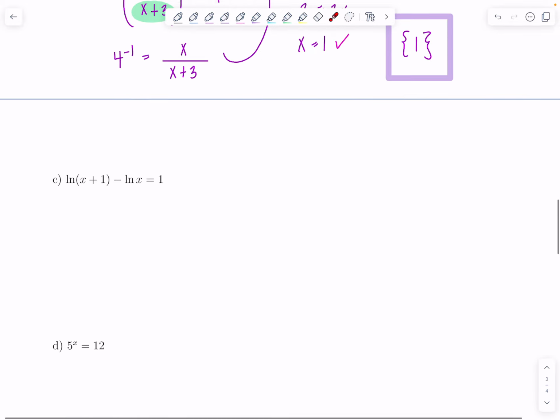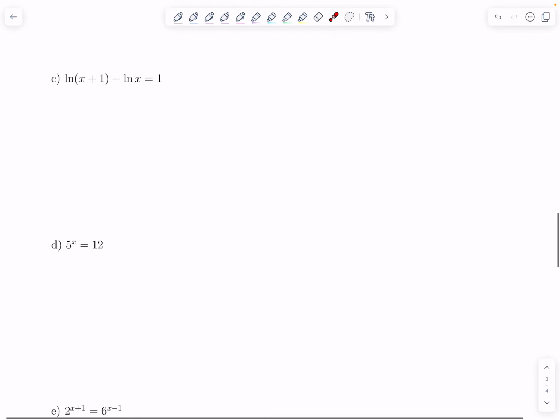Next one we have natural log of x plus 1 minus natural log of x equals 1. This one's kind of similar to the last one. Why don't you pause the video and try it on your own? I have faith in you. Okay, did you combine the 2 logarithms on the left-hand side? Good, that's how you're supposed to start.